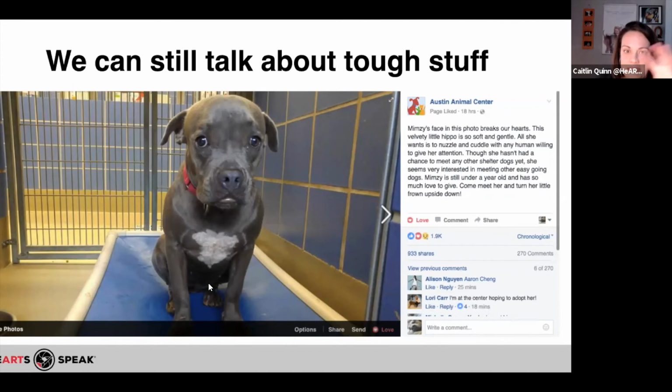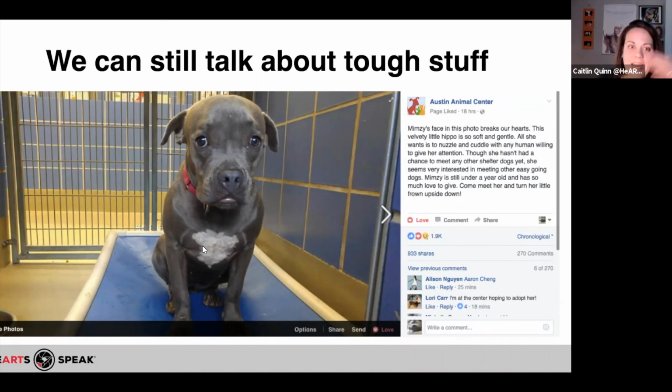And in this example, the first thing that they start with is empathy. So what you see in this photo, we see. Her face in this photo breaks our hearts. This velvety little hippo is soft, so soft and gentle. All she wants is to nuzzle and cuddle. So we're establishing that we deeply care for her. And then we're going on to say she's still under a year old. She has so much love to give. Come meet her and turn her frown upside down.